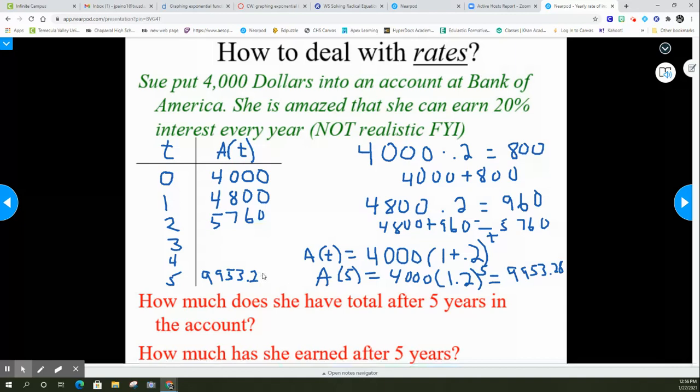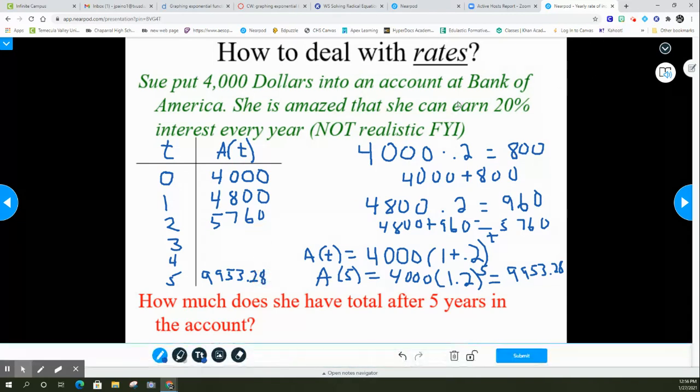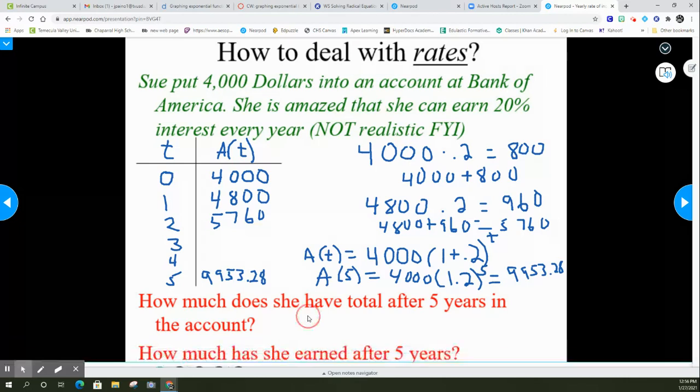But again, 20% is unrealistic. If you put money into a typical savings account, you're not going to even get a percent at a bank like Bank of America. They have money markets and CDs where you might be able to get a little bit higher percent, but to get that higher percent, you've got to kind of forfeit the rights to your money a little bit.